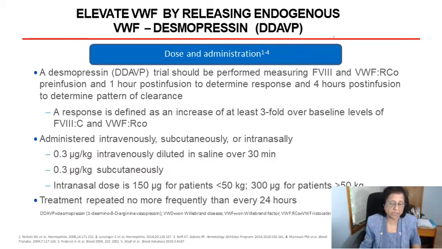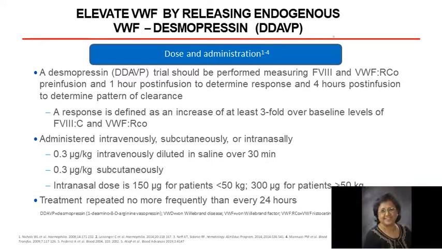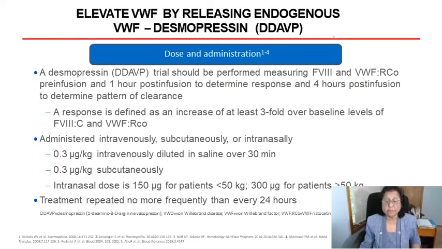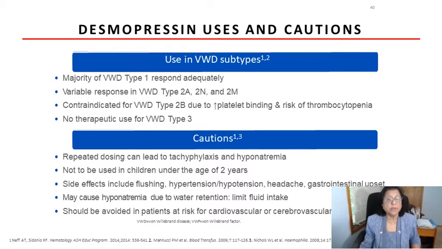as a toothpaste in a tube of endothelial cell. You can only squeeze it so much. And the majority of type 1 respond. And as you heard Dr. Federici say, there's variable response in type 2A and all that. And it's really contraindicated in type 2B because of increased platelet binding and risk of thrombocytopenia. And in type 3 von Willebrand's disease, of course, there will be no response.